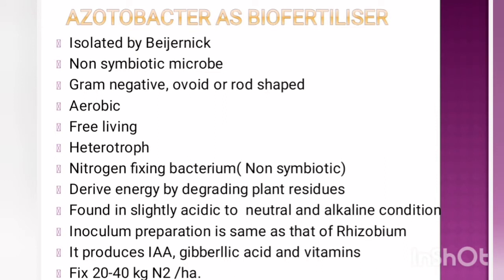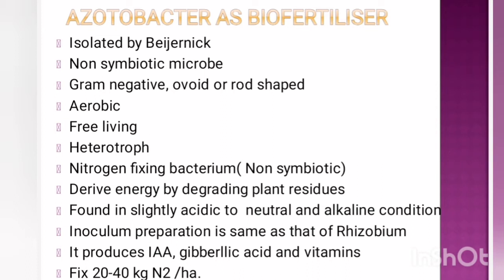Azotobacter as biofertilizer. It was first isolated by Beijerinck in 1901. It is a non-symbiotic microbe and it is a gram-negative, ovoid or rod-shaped soil bacteria. And it is aerobic in nature and it is a free-living nitrogen-fixing bacterium. Azotobacter is heterotroph and it derives energy by degrading plant residues. It is found in slightly acidic to neutral and alkaline condition. Azotobacter can produce indole acetic acid, gibberellic acid, and vitamins. These all can promote the plant growth.